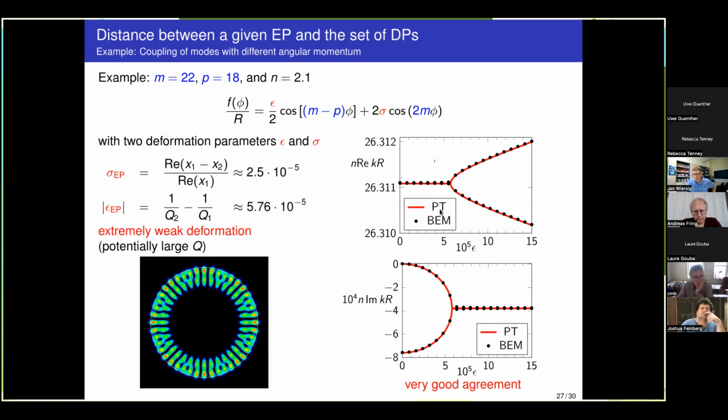Just for a comparison with numerics, here we have plotted the frequency, here the imaginary part of the frequency, here the parameter epsilon. Sigma is fixed to this value, and first of all, you see the square root behavior here, the exceptional point. By the way, PT, I'm very sorry, PT means perturbation theory. It's a kind of running gag. BEM means boundary element method. That's one numerical scheme to solve the full two-dimensional mode equation. And we see that there's very good agreement. So the perturbation theory works very well.